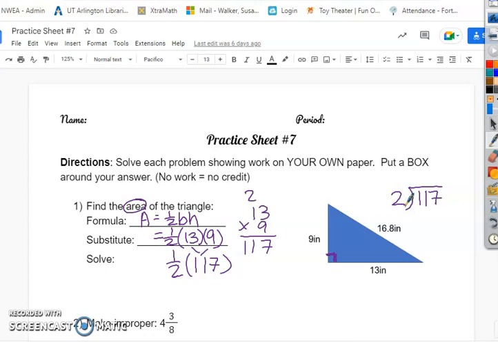Okay? So that is your job. Your job is to divide that, put the answer in this box, inches squared. Okay?